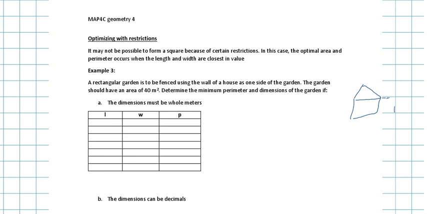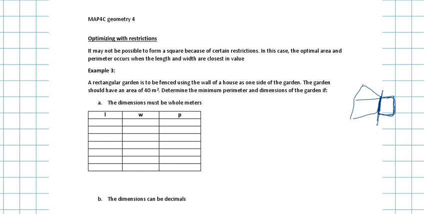You want to fence. Do you fence the wall? Do you actually fence the wall? No, because the wall is already blocked. So you fence this, this, and this. So now you have a restriction. You don't need to fence that wall. So you're only fencing 3 sides. You're not fencing 4 sides anymore, because you don't fence the wall.